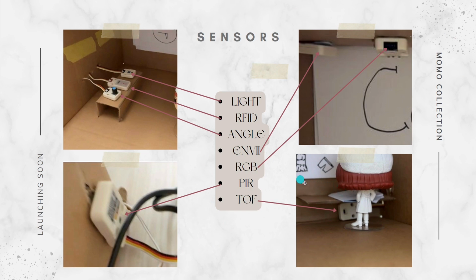For the sensors we used, we have a light and RFID sensor and an angle unit placed on the counter. We have an ENV2 sensor and an RGB unit that is placed on the ceiling. We have a PIR sensor that is placed outside with a hole that allows the PIR to detect only the clothing item that is on the shelf. And finally, we have a TOF sensor that is placed at the bottom of the shelf, facing the legs of the customer such that it can detect the distance between itself and the customer.